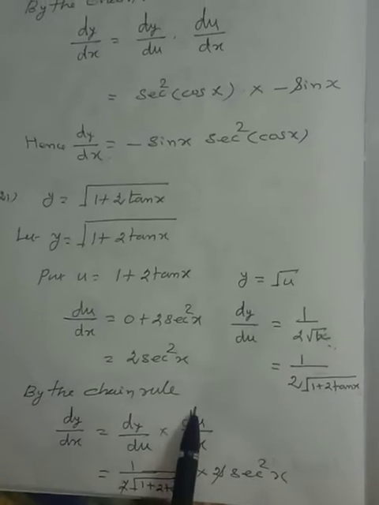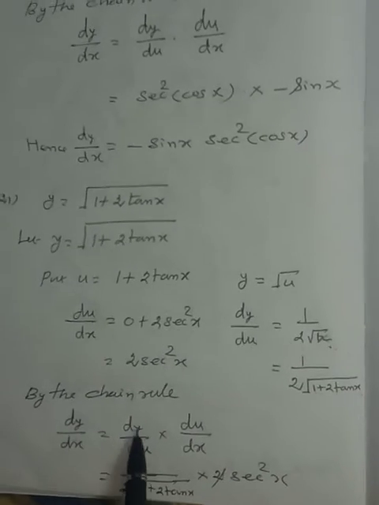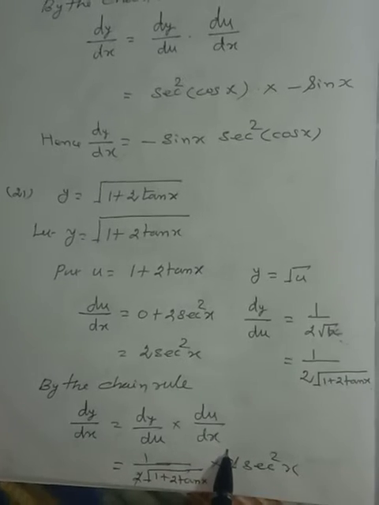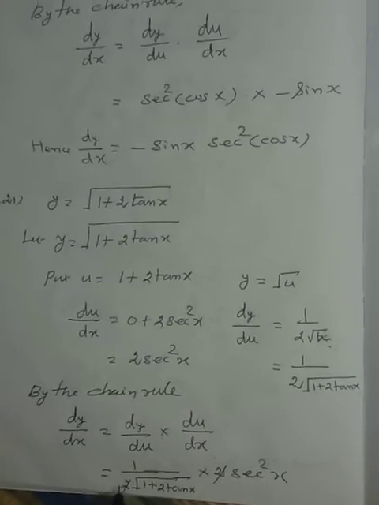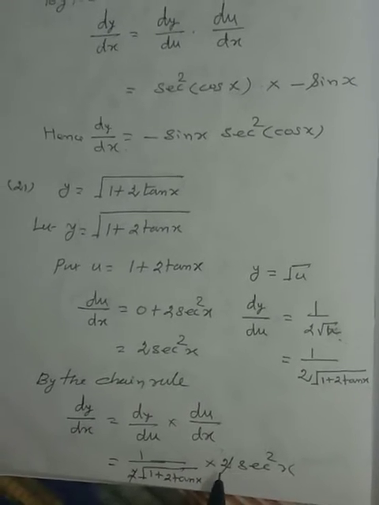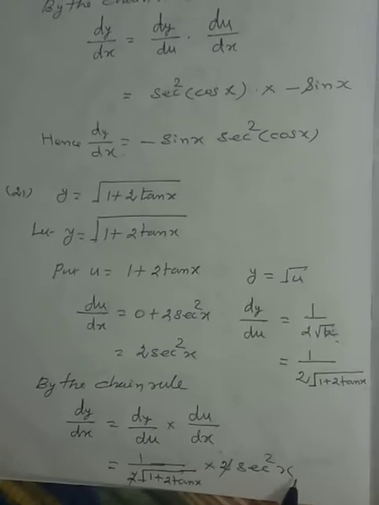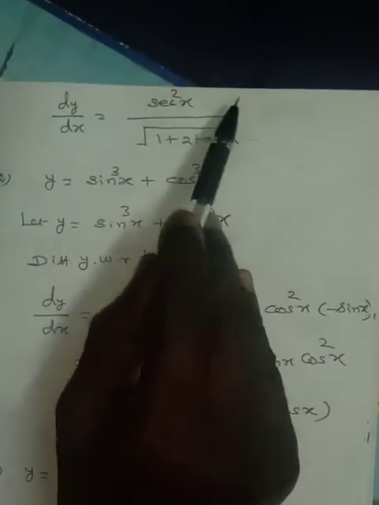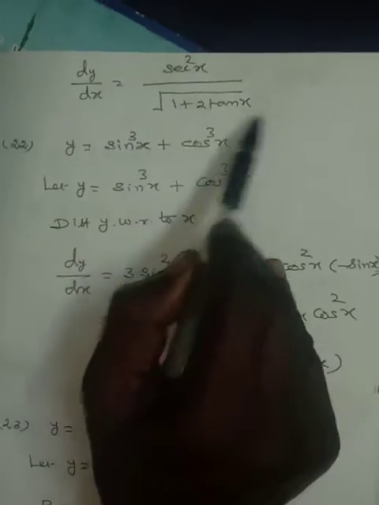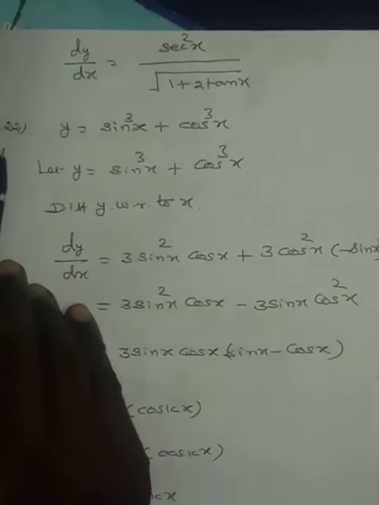By the chain rule, dy by dx is equal to dy by du into du by dx. 1 divided by 2 into root of 1 plus 2 tan x into 2 secant square x. Secant square x whole divided by root of 1 plus 2 tan x. Hence the result. Sum number 22.